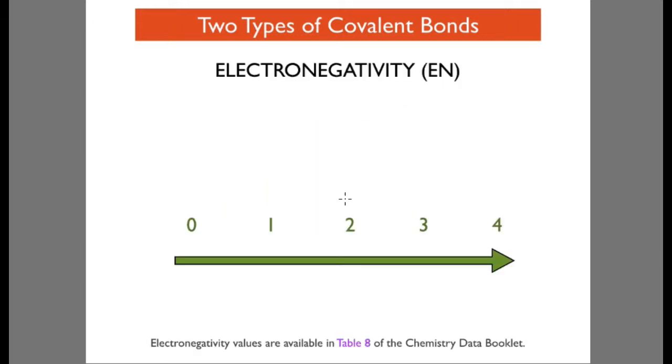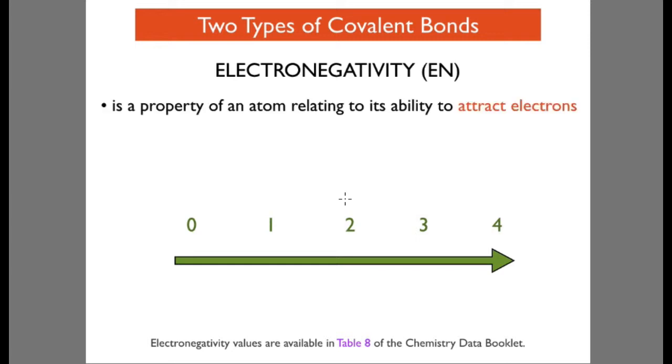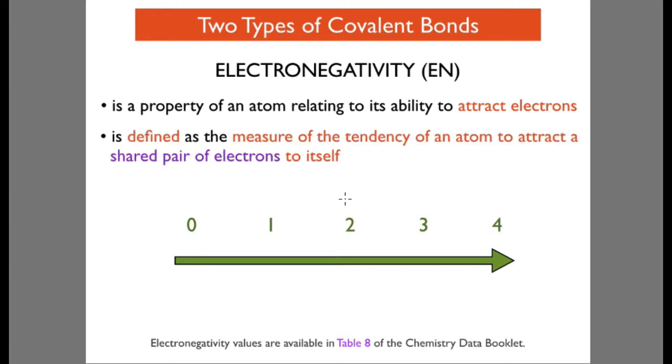Electronegativity. Electronegativity will tell us about the sharing of electrons, how much each atom will share its electrons. It's a property of an atom relating to its ability to attract electrons. It's defined as the measure of the tendency of an atom to attract a shared pair of electrons to itself. Let's put a little square there, and you know what that means. It's measured using the Pauling scale.